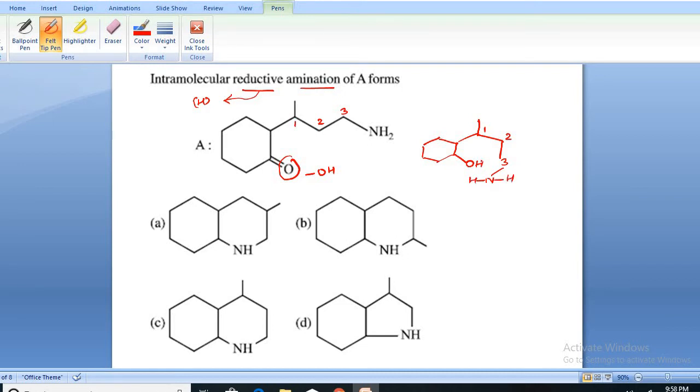So if you could see here, H and OH would go in the form of H2O. So the possibility is this particular product. So it's going to be something like, this is number 1 carbon, number 2 carbon, number 3 carbon, which is connected to nitrogen. Okay, so the answer to this particular question is option C.